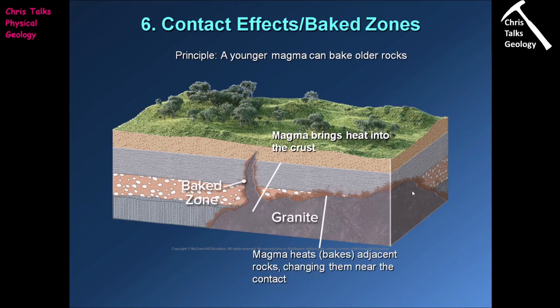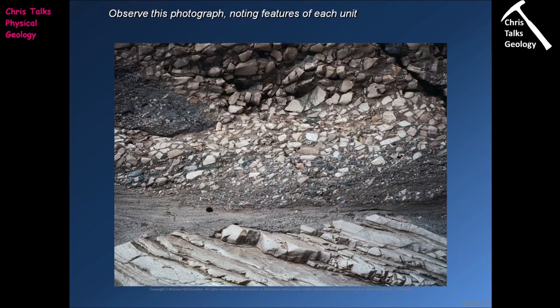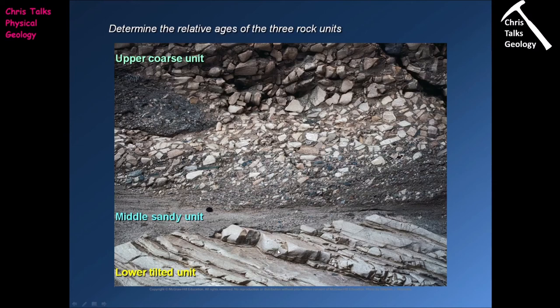So if we look at this picture, what can we say about it? Well, we can see straight away that we have three distinct layers of rock. So the first layer down here at the bottom is this quite uniform looking layer. So it has a very consistent appearance. We can see that it has layers to it, so it's bedded again. And the other thing we can see is that these layers of rock are quite clearly tilted. They're not horizontal.